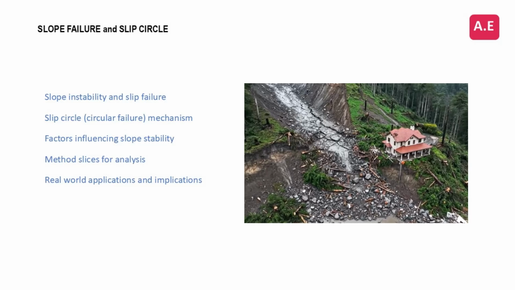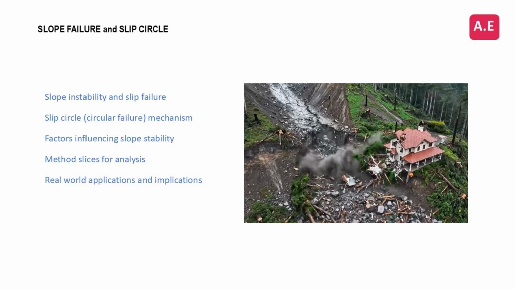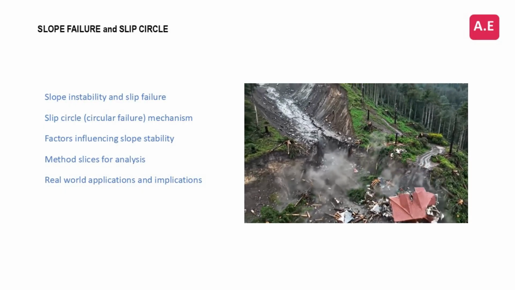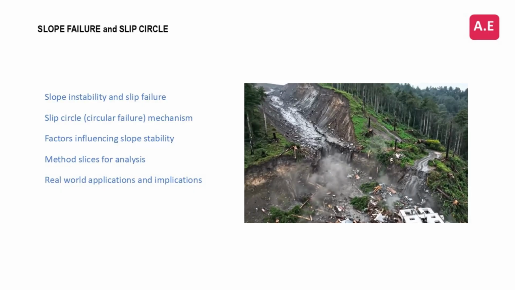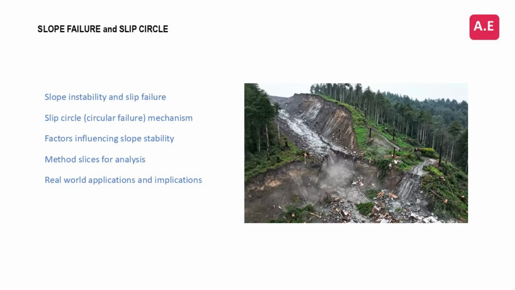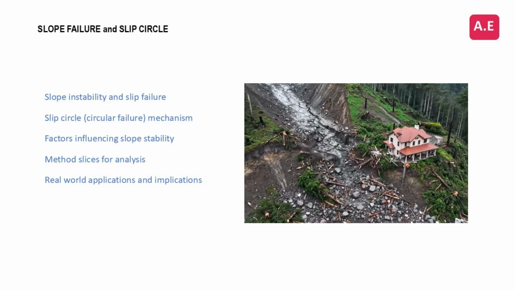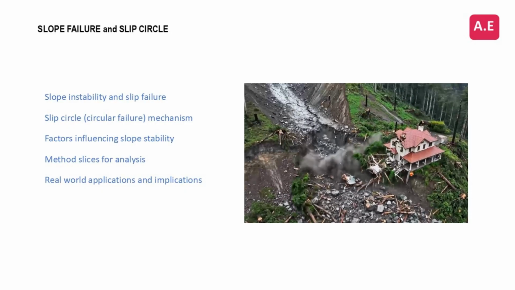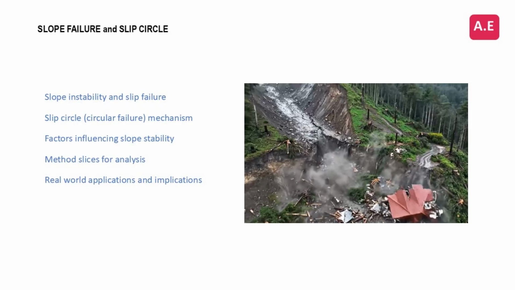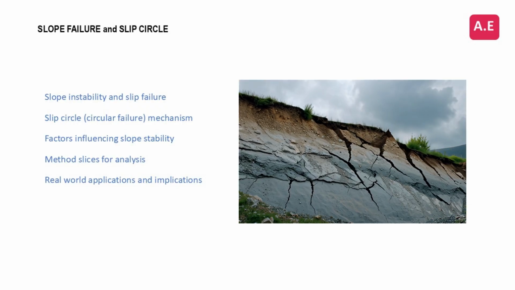Some of the most devastating engineering failures aren't due to broken beams or collapsed columns, but to the ground itself giving way. For centuries, understanding this sliding motion or slip failure has been a critical challenge. We will explore one of the most fundamental and visually intuitive failure modes in geotechnical engineering, slope failure. Imagine a highway embankment after a heavy rain, or the catastrophic collapse of a dam's reservoir wall. Often, the underlying mechanism is a slip failure along a curved surface.